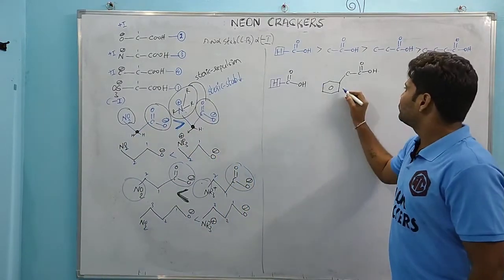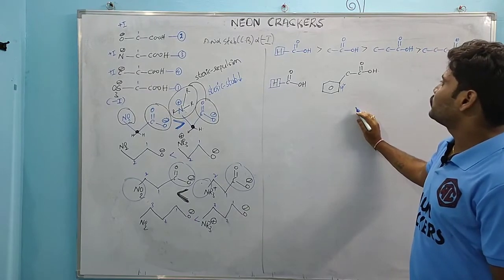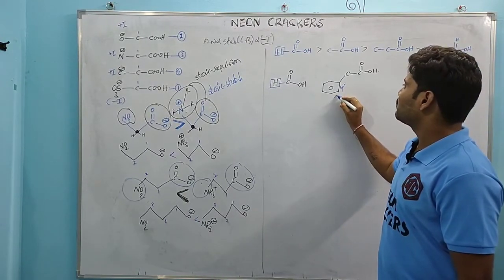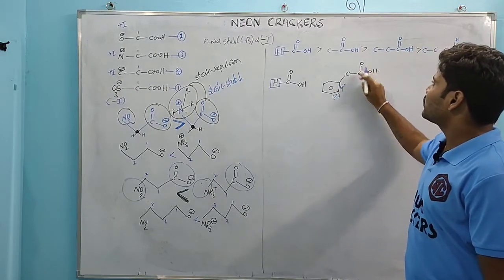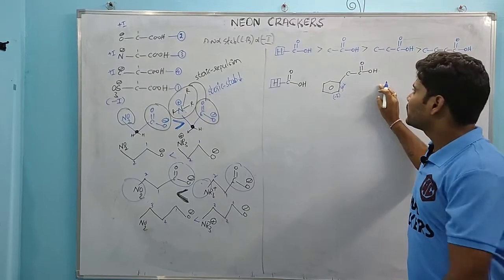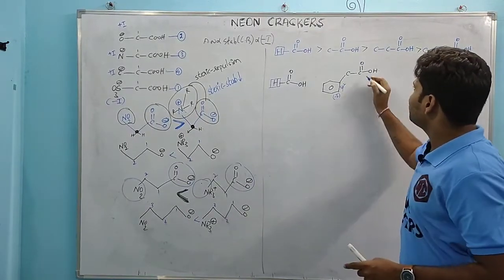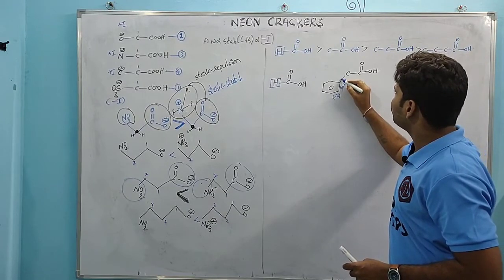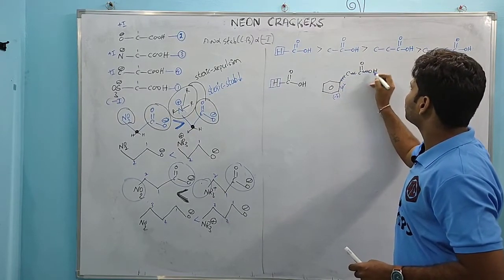Now, what is the role of this one actually? Sp2, right? Sp2 is nothing but minus I effect. Due to minus I, this benzyl carboxylic acid is more acidic than formic acid. That is wrong, because here it is distance dependent. So here the polarity is the minus I effect.